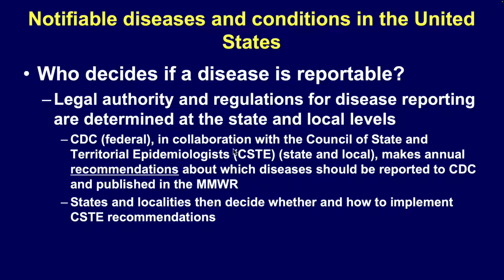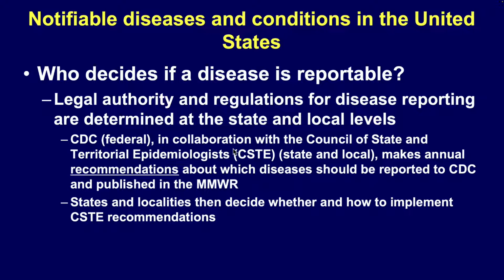With regard to notifiable diseases and conditions in the United States that are reportable by providers and labs, who decides if the disease or the event is reportable? Well, legal authority and regulations for disease reporting are determined at the state and local levels where most laws and regulations around public health surveillance are implemented.